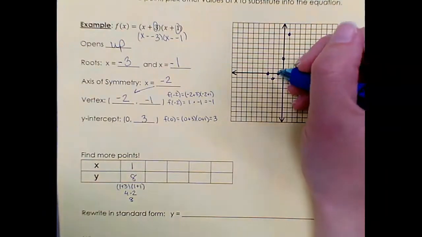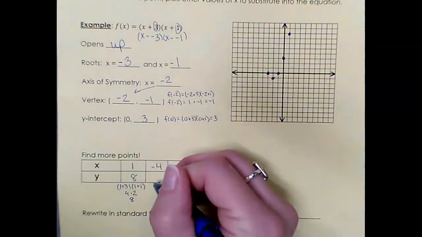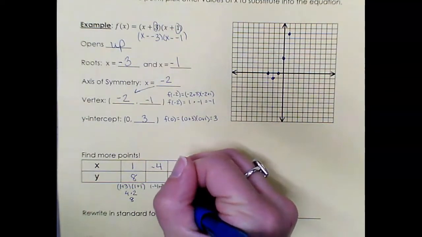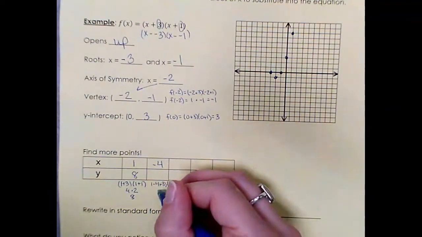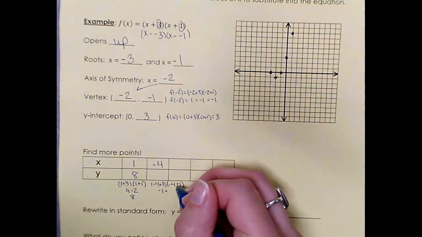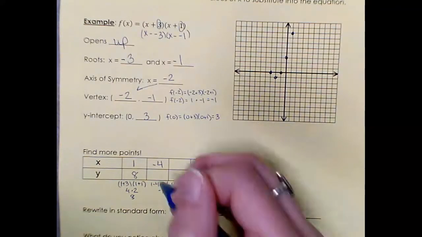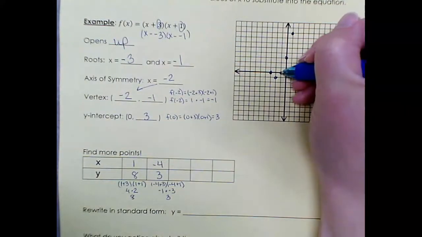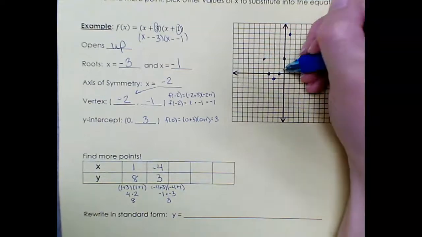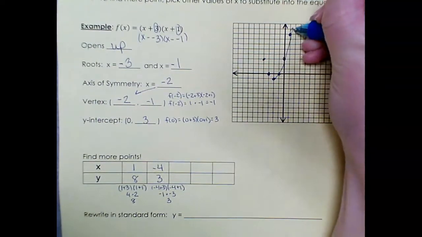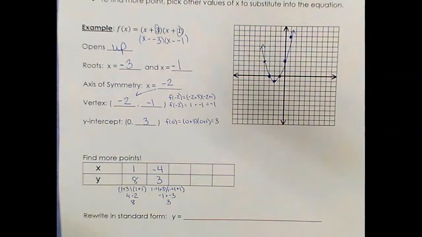Maybe I find x is negative 4, sorry. So negative 4 plus 3, negative 4 plus 1. Negative 4 plus 3 is negative 1. Negative 4 plus 1 is negative 3, and when I multiply, I get 3. So the point negative 4, 3 is on my graph. So that's how I find more points on my graph, by plugging in x values and finding the y values.